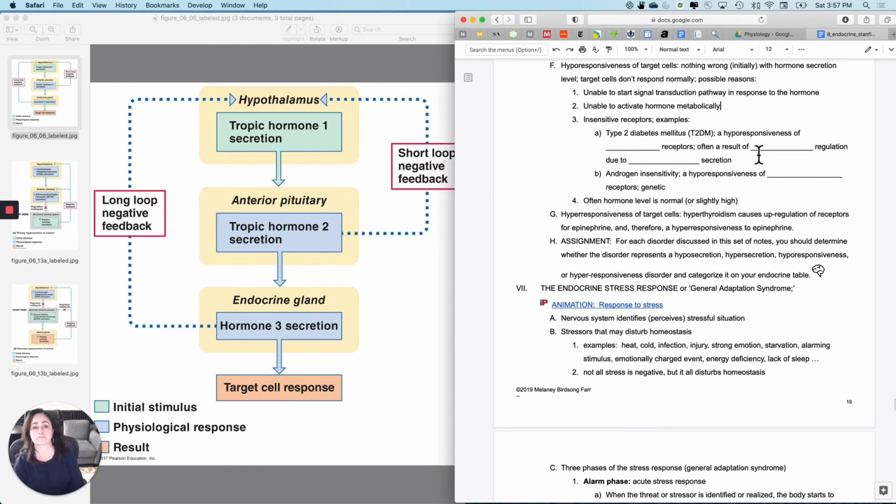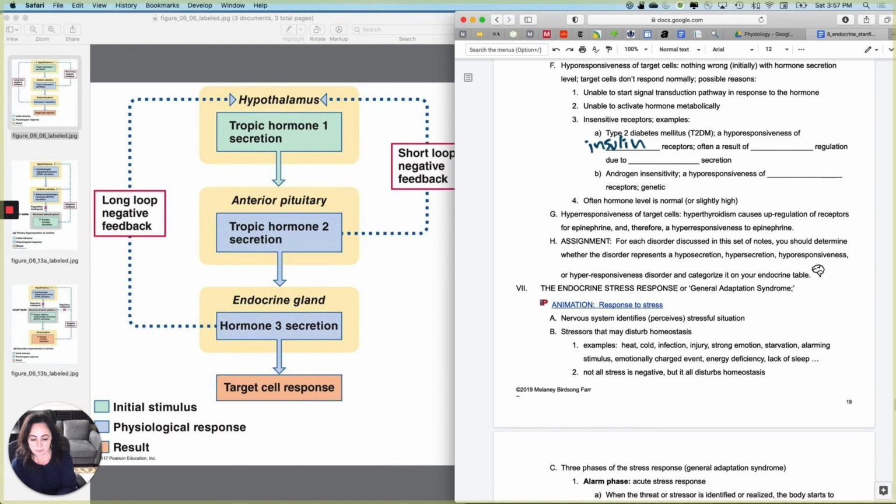So, type 2 diabetes mellitus, T2DM, is an interesting one. I want you to think about this for just a second. So let's draw that one in there. T2DM is a hypo-responsiveness of what kind of receptors? What kind of receptors are not working normally? Those are insulin receptors, right? Okay. But why did that occur?